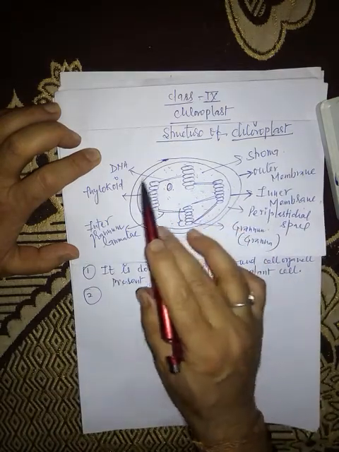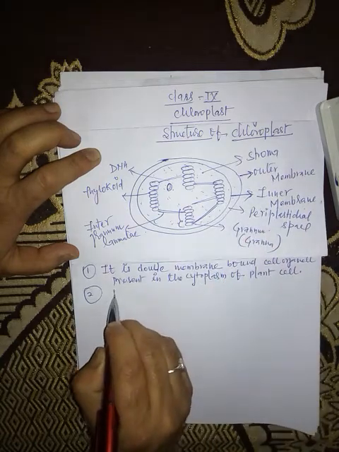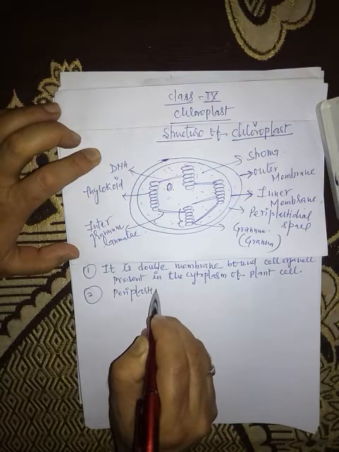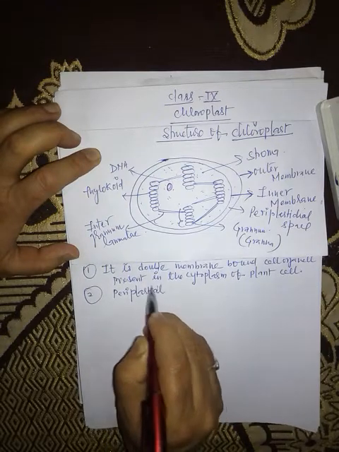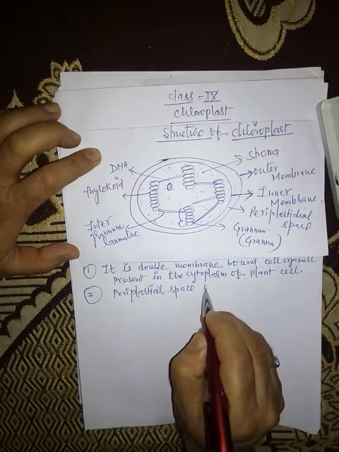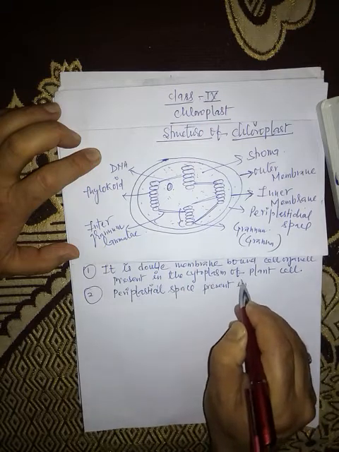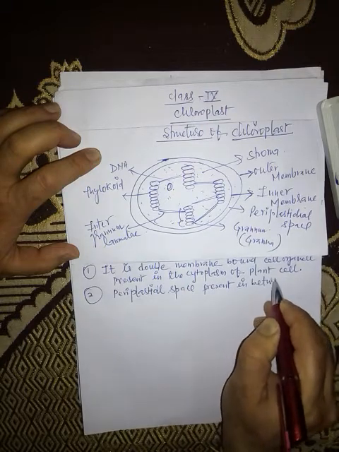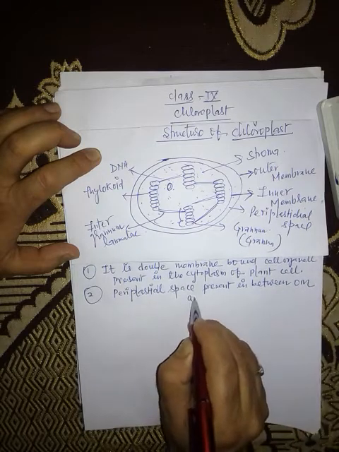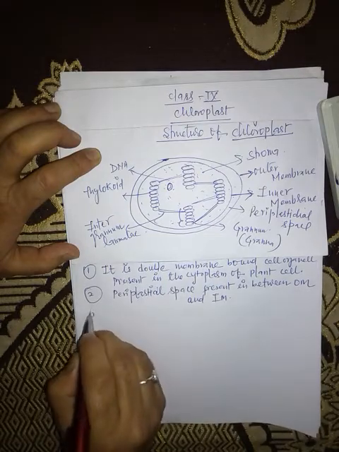Number 2 point. The space present in between the outer and inner membrane is called periplastidial space, present in between the outer membrane and inner membrane.